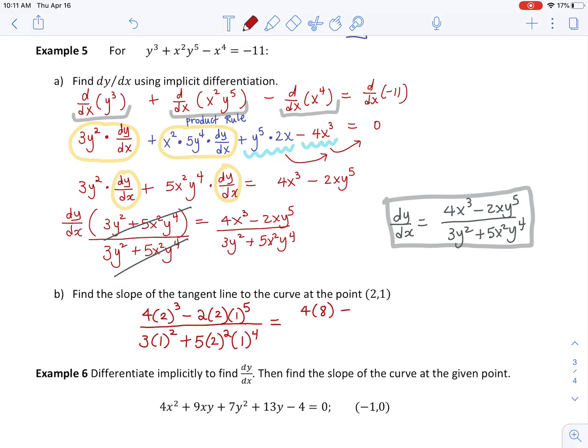All right, that will be 4 times 8 minus, now that's 1 to the 5th power over there, so that's just going to give me 1. So 2 times 2 times 1, I know that's going to be just 4. The denominator is 3 plus 20, right? Yep. All right, let's keep going. 32 minus 4 over, oh, hello, 20, not 32, 23. So what's that? 1, 2, 3, 4. I got 28 divided by 23.